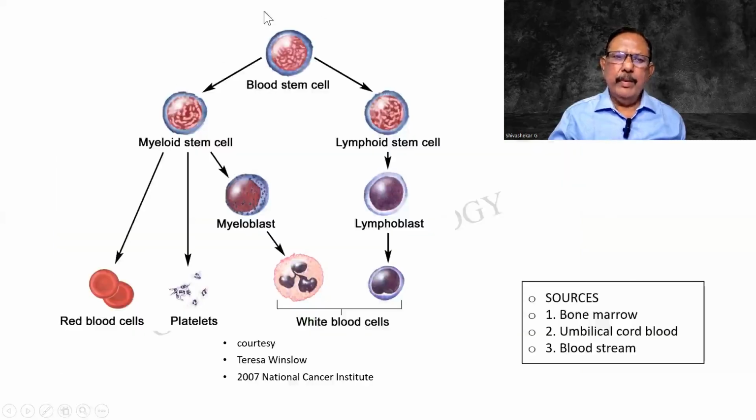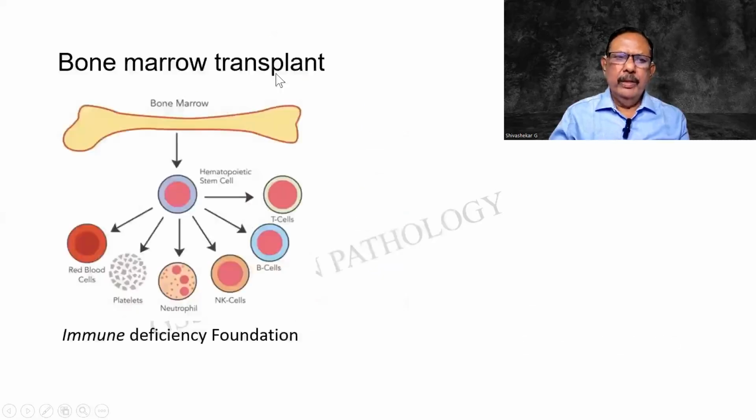This again is a very important flow diagram thanks to Teresa Winslow. There is a blood stem cell which can differentiate into the myeloid or the lymphoid lineages, and from the myeloid again I am finding not only the myeloblast and the granulocyte but also the megakaryocyte and the platelets, as also the erythroblast and the red cell precursors. The sources of the stem cells can be the bone marrow, umbilical cord and the bloodstream. So this is again a simple thematic picture thanks to Immune Deficiency Foundation.